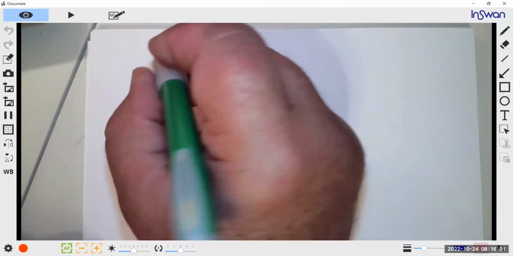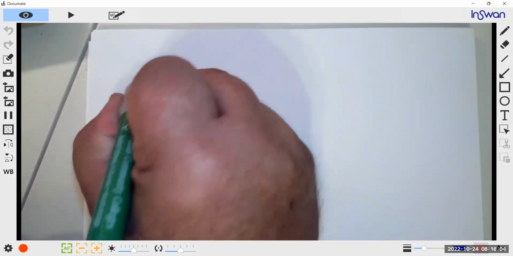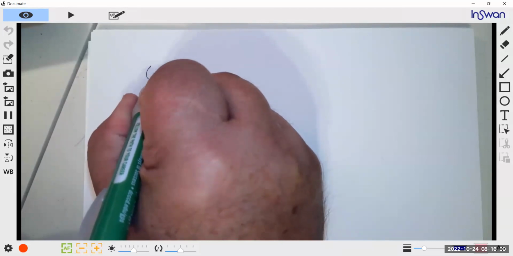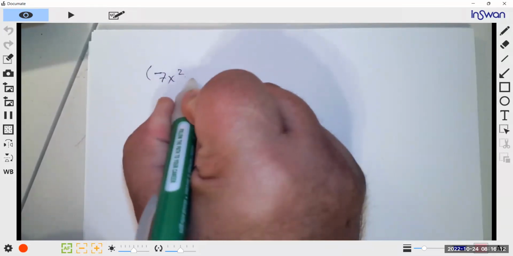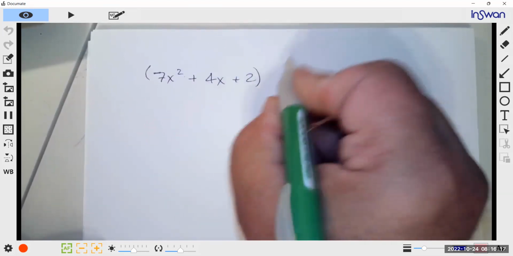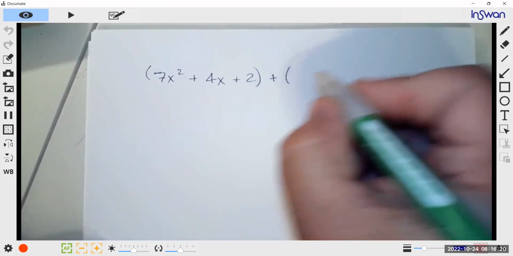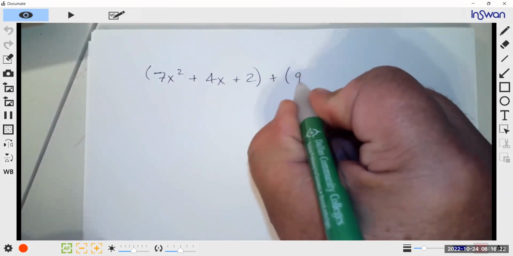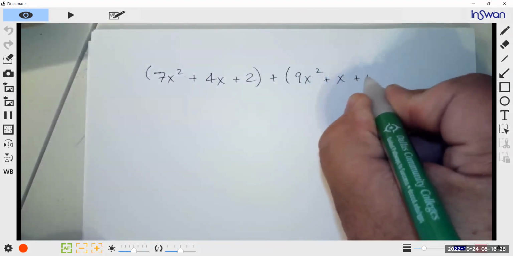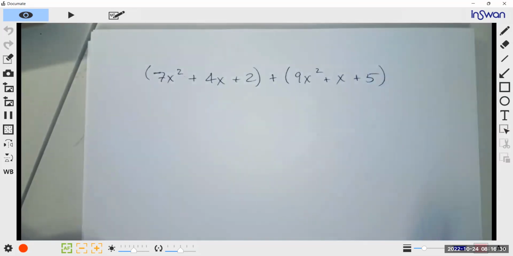Let's do some trinomials and trinomials. So we have negative, no. Let's say 7x squared plus 4x plus 2, since we're adding polynomials, and 9x squared plus x plus 5. We'll do bigger ones and then more of them in a minute.